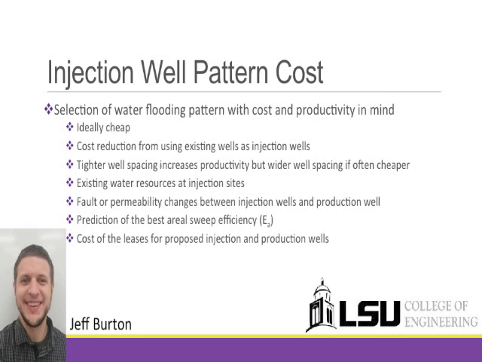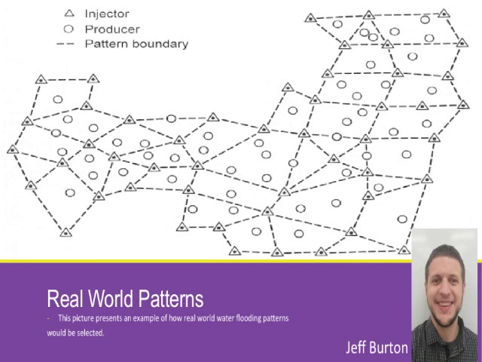As stated before, the most important factor in selecting the proper pattern for injection and production wells is to determine the most profitable pattern available. The items listed here are the most important determinant factors in well pattern selection. As mentioned before, the real-world pattern is not exactly the same as the ideal pattern shown previously. This figure shows what an adaptation of a 5-point well pattern looks like when placed into a real oil field.